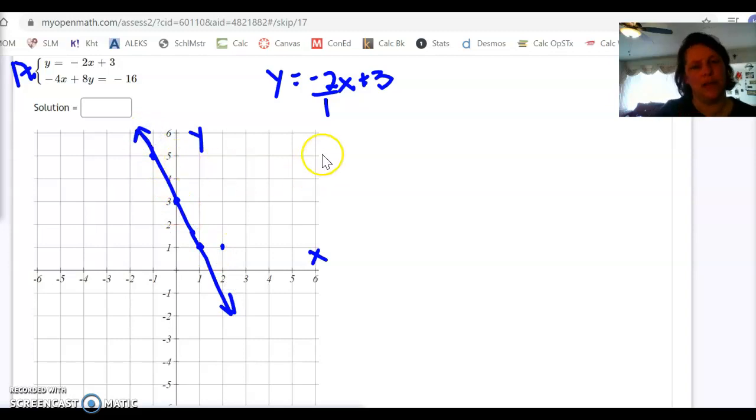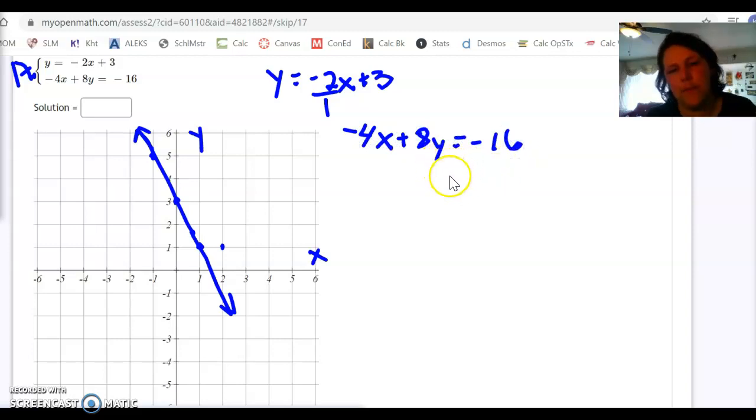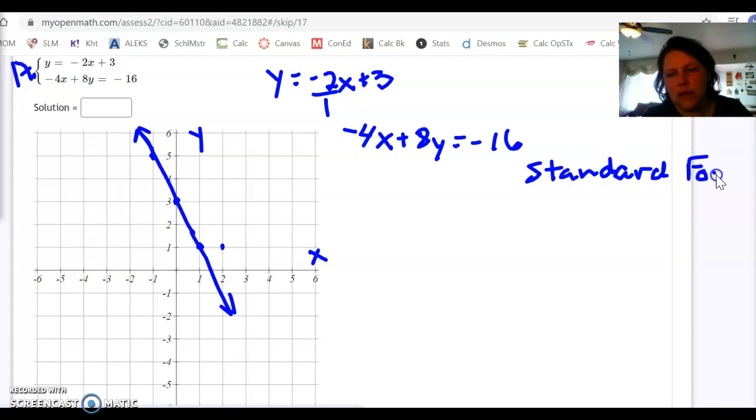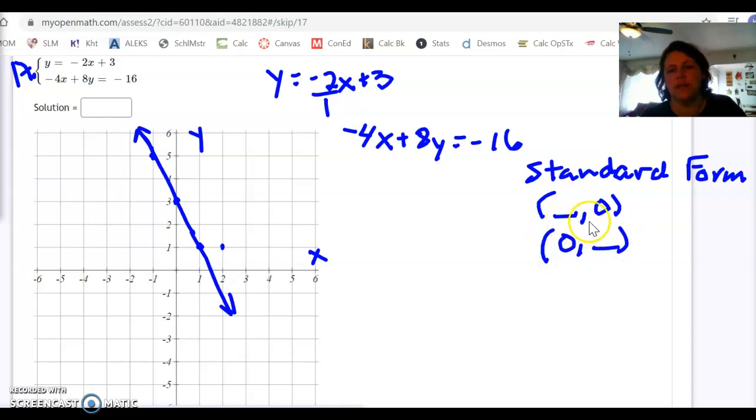Alright, and again, next one. So now we have negative 4x plus 8y equals negative 16. Now this is written in the other format. Alright, this is what we call standard form. Now you can do a couple things. You could solve for y if you wanted to, but we can also use our x and y intercept method to find points to graph for this one. So that's what I'm going to do here.